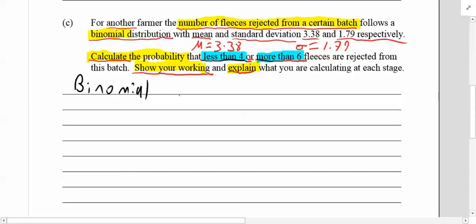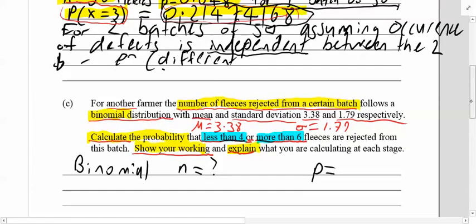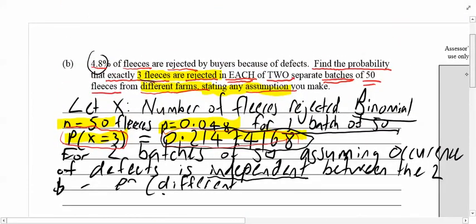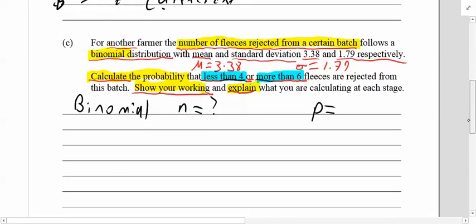Normally when I use binomial, I need two parameters. What are those parameters? You need to know what the parameters are. They are the number of trials and the probability of success in each individual trial. Do we know the number of trials? No. Some people made the mistake of assuming it was 50 because the question before had 50 fleeces in a batch, but you didn't read the question properly.